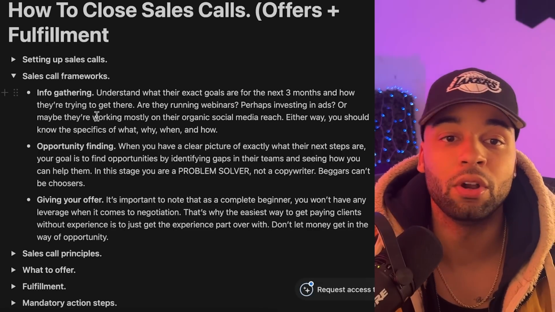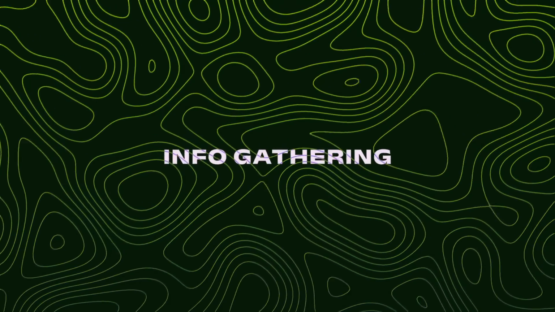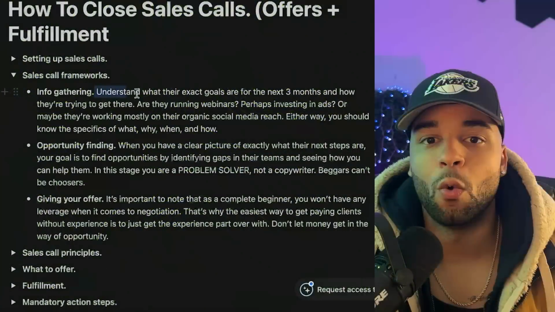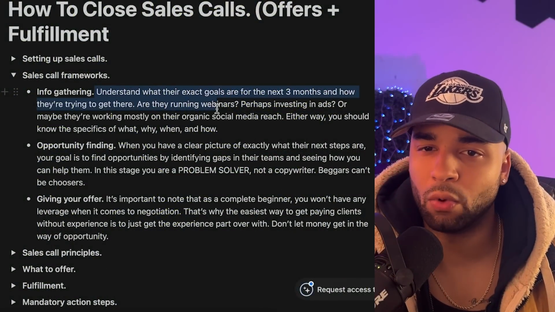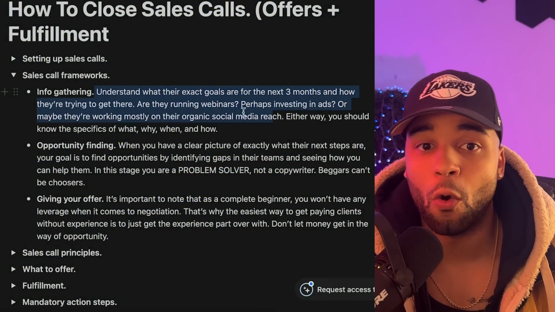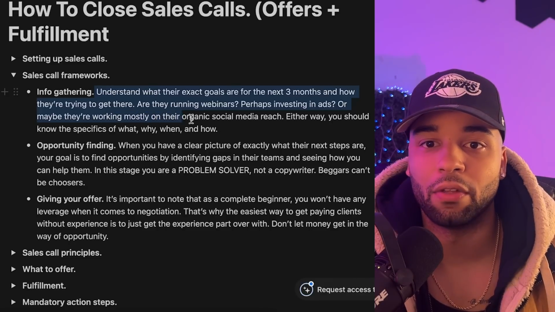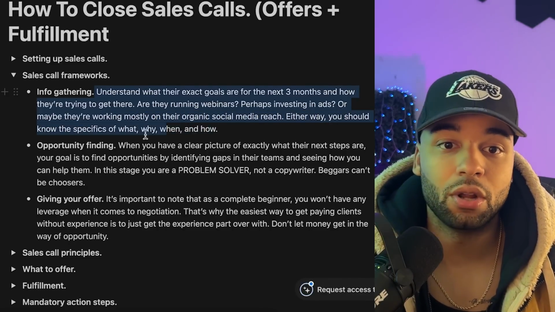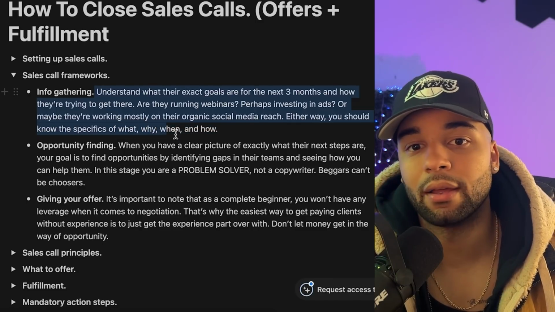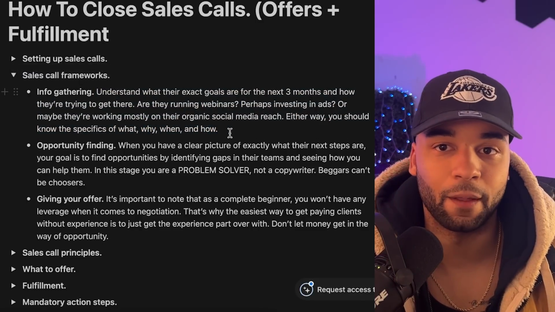Once that is over, you want to get into info gathering mode. Understand what their exact goals are for the next 3 months and how they're trying to get there. Are they running webinars, perhaps investing in ads, or maybe they're working mostly on their organic social media reach? Either way, you should know the specifics of what, why, when, and how.